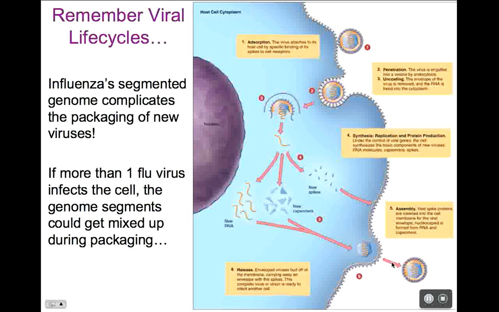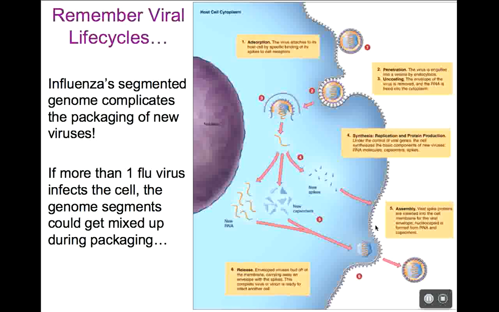Well, what happens here, imagine if that cell was having a really bad day, and that cell happened to be infected not only by one type of influenza, but maybe two different strains of influenza. Two different influenza viruses are infecting the exact same cell. Well, what could happen is during packaging, little pieces of the genomic segments could get mixed up. You could get some segments from one and some segments from the other packaged together. That happens because influenza has this segmented genome.